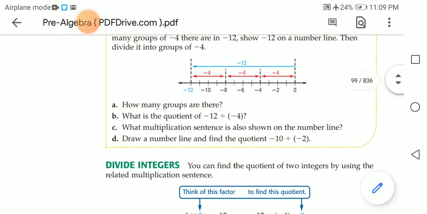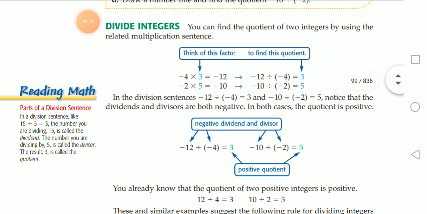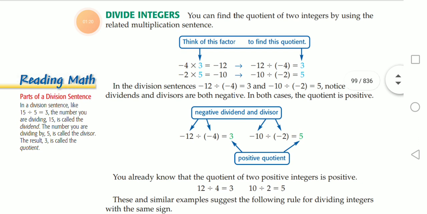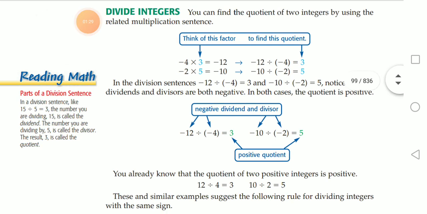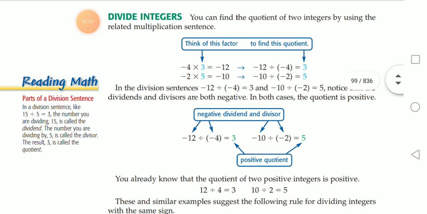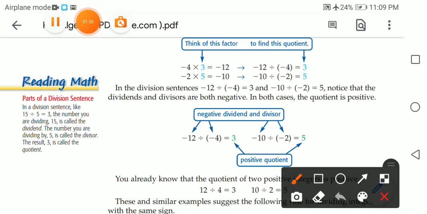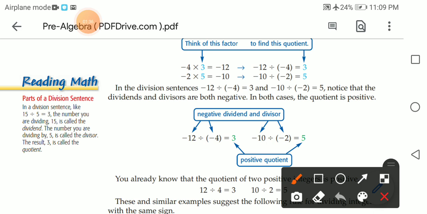Divide integers. You can find the quotient of two integers by using a related multiplication sentence. Think of the factors: negative 4 times 3, as you see, equals negative 12, right? So I have negative 12 divided by negative 4, and it gives me 3. The quotient will be 3.